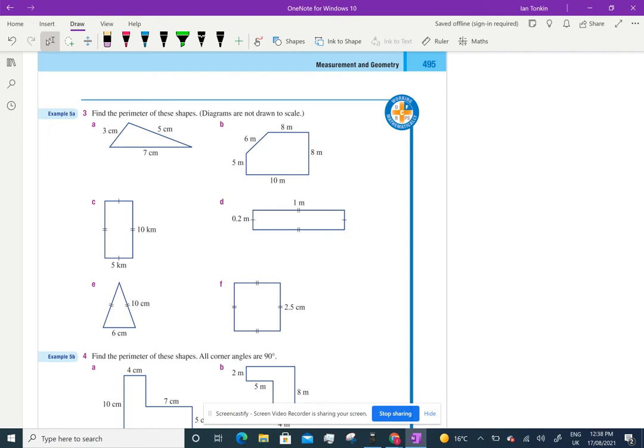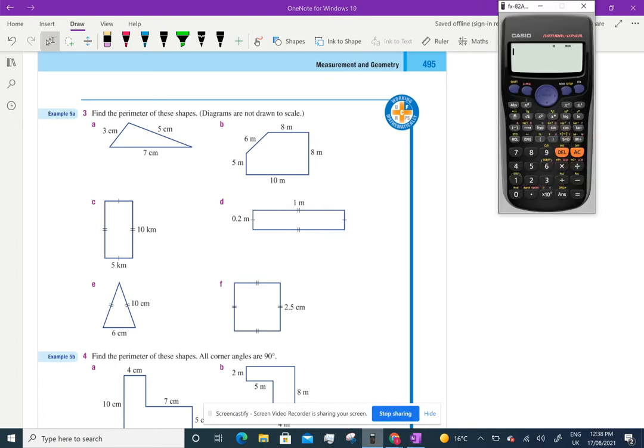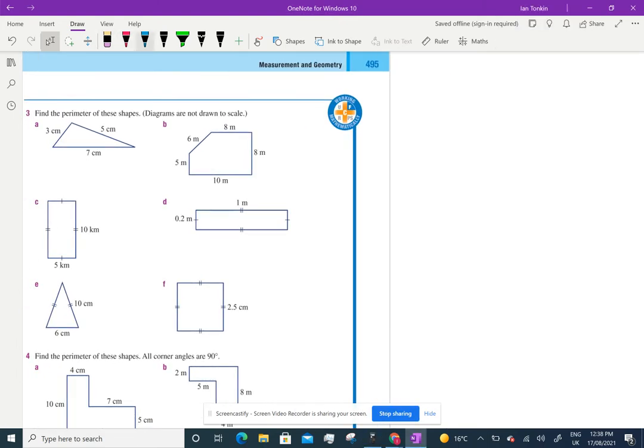So the first one, and by the way, have your calculator ready. This is all you have to write. This is question 3A. Now remember, I've asked you to do all of these. So perimeter equals, and look at the first figure over here, this triangle. I just need all the distances added up. So I've got 3 plus 7 plus 5. Well, 3 and 7 is 10, plus 5, 15 centimetres. It's that easy. Add up all the distances.